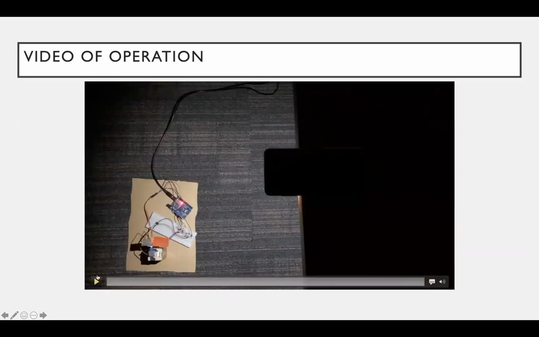And this video shows our apparatus in action, tracking the light source.